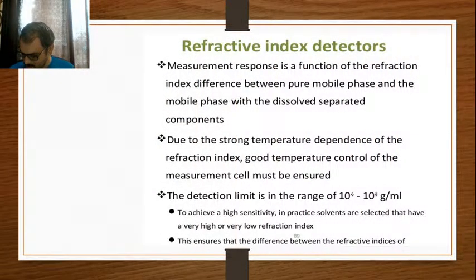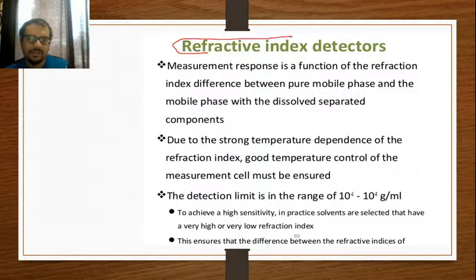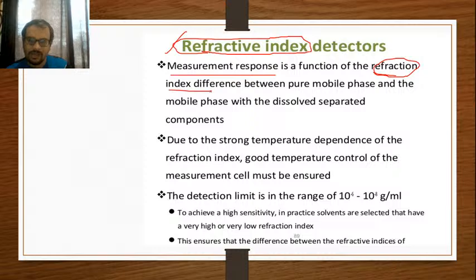Next is your refractive index detectors. I think there are 5 detectors only in our syllabus, so we will cover them. Okay. As the word suggests, this includes RI, that is refractive index comparison. Now how they compare, and with what they compare, we are going to discuss. Measurement response is a function of RI. Important: the refractive index difference between the pure mobile phase and the mobile phase with the dissolved separated components.